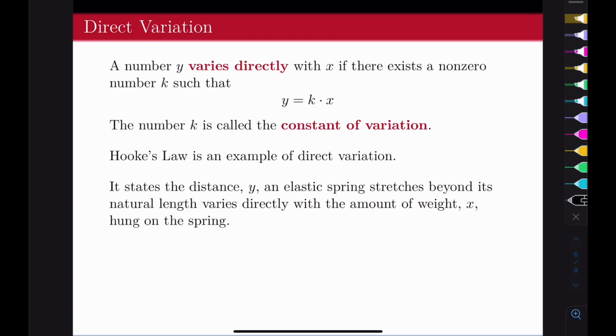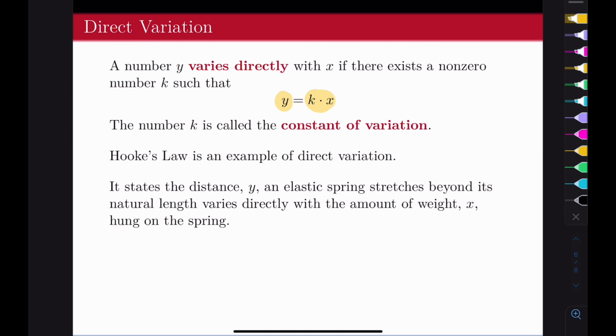So the second topic we're going to go into here actually relates to the last problem. It's this concept of direct variation. And all it is is a very specific line. We say a number y varies directly with x if there exists a non-zero number k such that the variable y is some constant times x. So this constant is called our constant of variation.